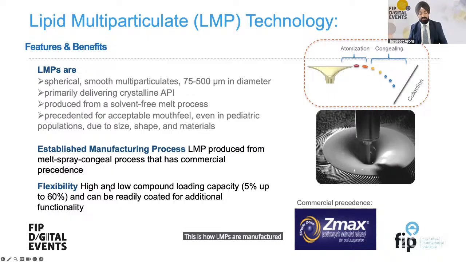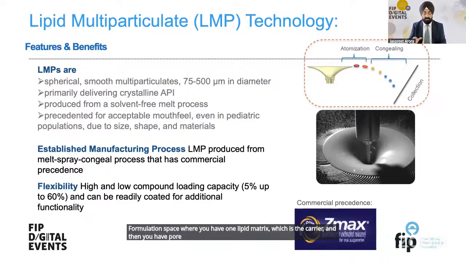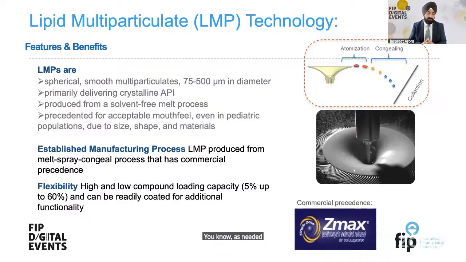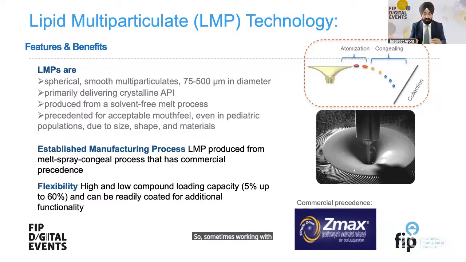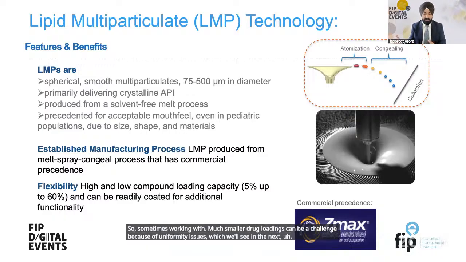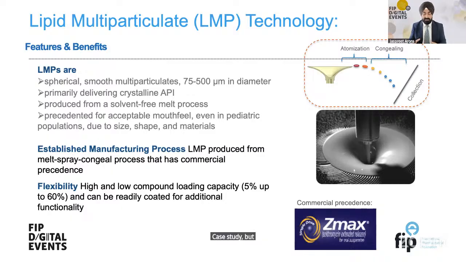Because of this simple formulation space where you have one lipid matrix, which is the carrier, and then you have pore former, as needed to tune your release profile, you can get up to 60% of drug loading, and you can also work with 5% drug loading. So sometimes working with much smaller drug loadings can be a challenge because of uniformity issues, which we'll see in the next case study. But those could be circumvented again by just going to the multi-particulate form.